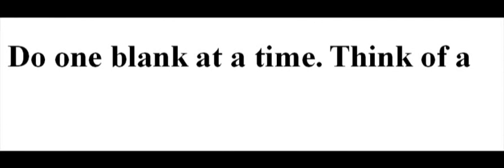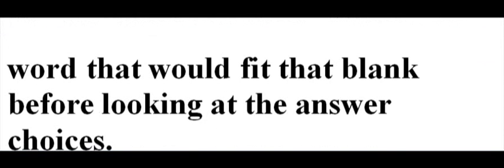For double blank completion questions, do one blank at a time. There's too much information for you to try to figure out both of those things at the same time, so only look at one part of the sentence. Think of a word that would fit that blank before looking at the answer choices. So we're going to split this into two parts. We're going to look at the first part first, and then we're going to look at the second missing word after that. Do not try to do this at the same time. It's much easier if you do it one at a time.